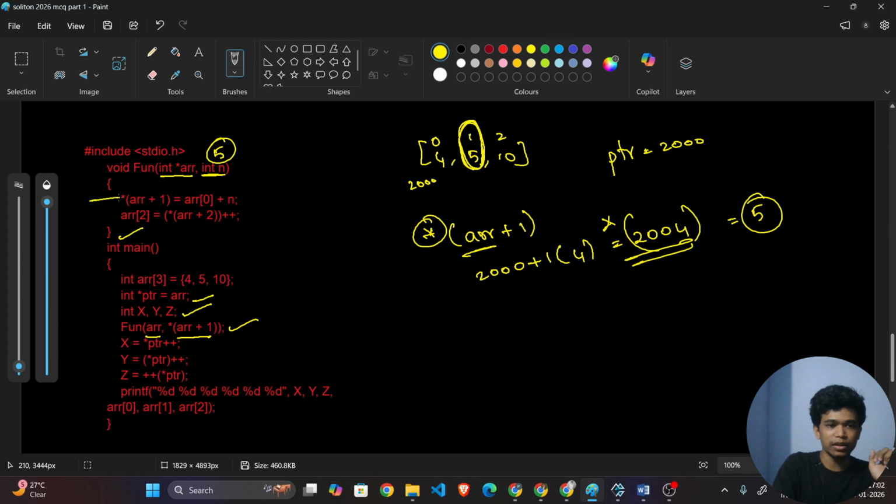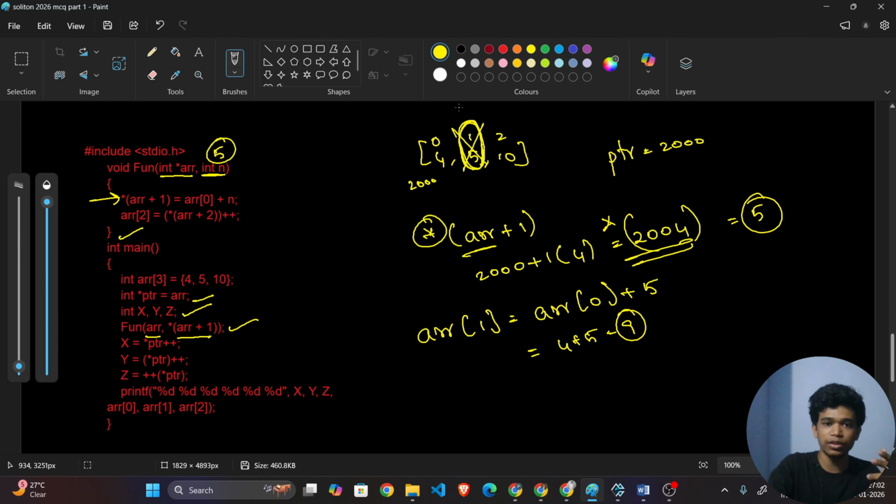Now, what is the first line I am doing here? Star of ARR plus 1. ARR plus 1 means I am just going to the first index, and what I am doing in my first index, which means ARR of 1 is equal to, in simplified way, ARR of 0 plus n. N is 5, so 4 plus 5 is equal to 9. So, 9 is initialized instead of this 5. Can you understand this? Okay.